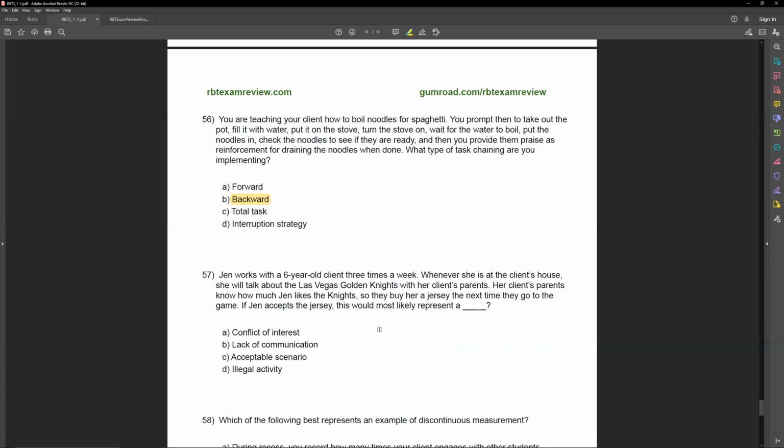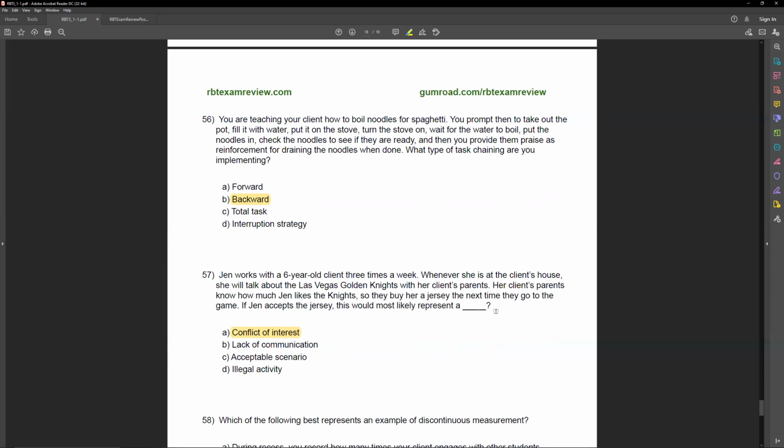All right. It's not too uncommon, if you've been working with the client a long time, for your client to want to give you gifts and offer you things, which is very nice. But ethically, are we allowed to take gifts? No. Why? Because it creates a conflict of interest. Why is it a conflict of interest? Because if Jen accepts the jersey, it might influence her ability to act objectively when the client is engaging in behaviors, when she's implementing treatment plans, when her client is asking for her opinion on things.